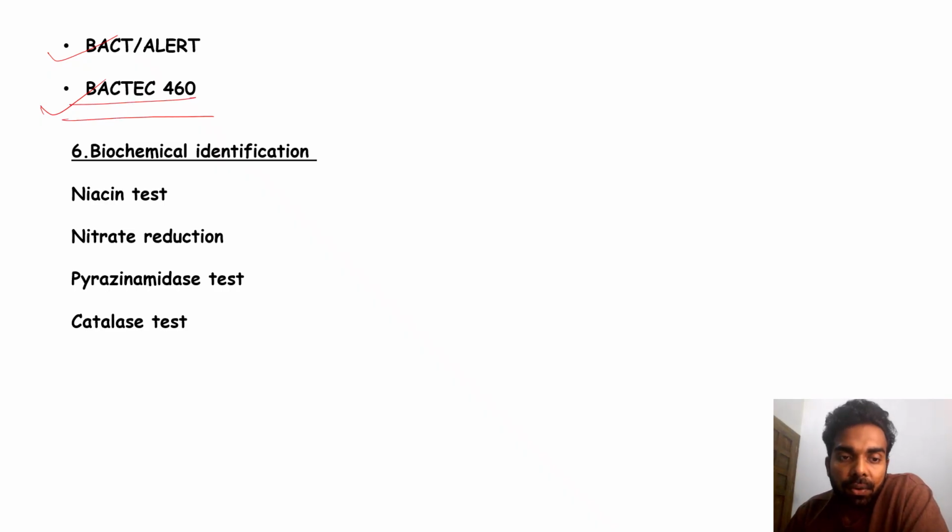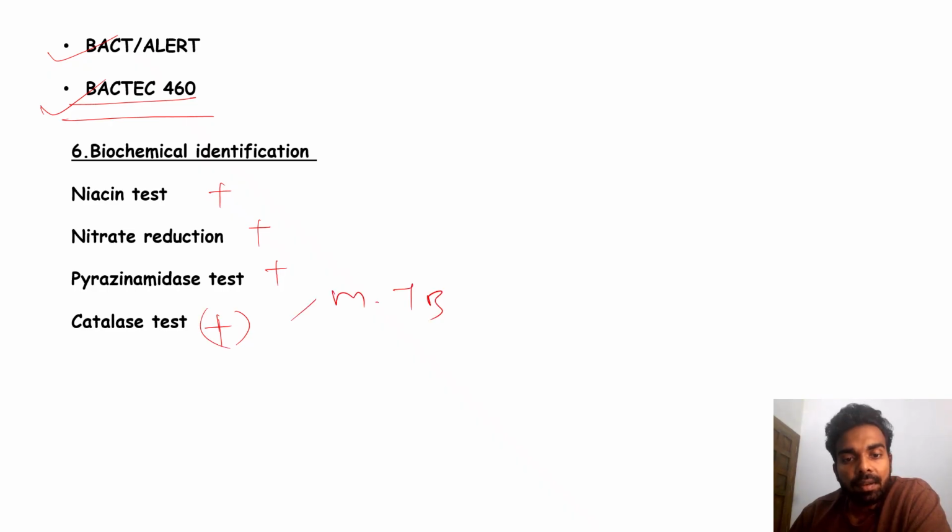So how do you differentiate Mycobacterium tuberculosis from other organisms inside the Mycobacterium tuberculosis complex? Mycobacterium tuberculosis is niacin positive, nitrate reduction positive, pyrazinamidase positive, and also catalase positive. Catalase is positive in Mycobacterium TB and Mycobacterium.